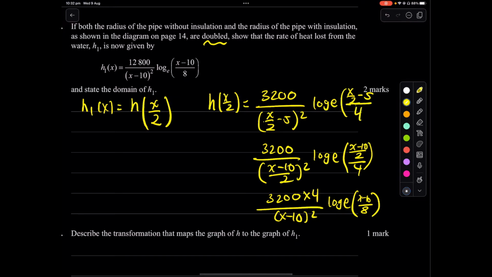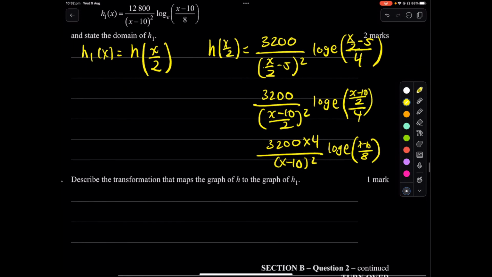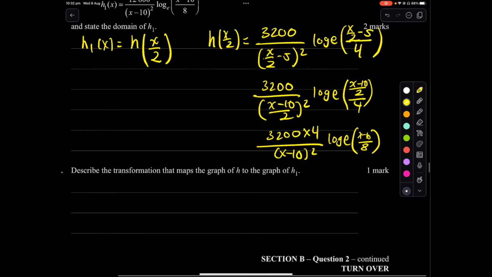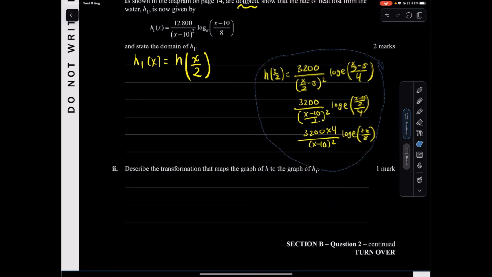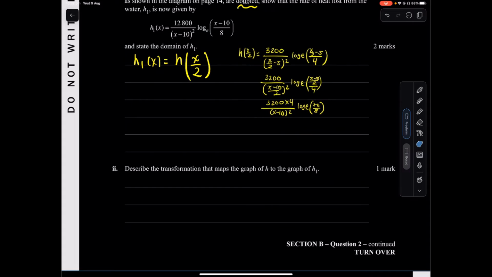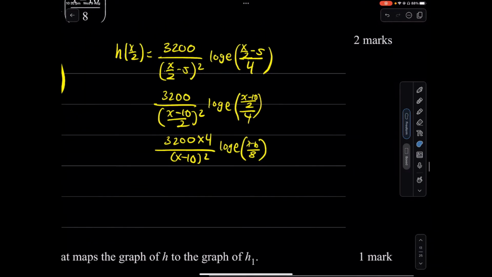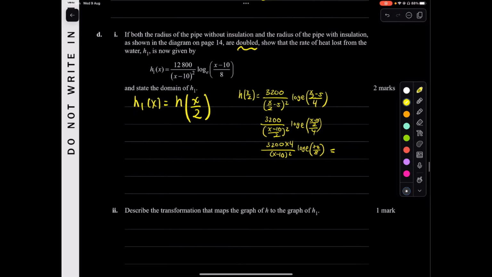Wait, that's supposed to be 4 here. Okay, something like, yep, so that, and it's been simplified. I can copy this whole thing, make it smaller, put it over here, and say, which would equal 1 to 800 all over x minus 10 squared. I'm going to take this actually, just like this. Log e x minus 10 over 8, and that's that. So that's h1 of x.